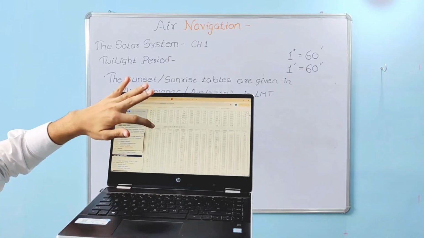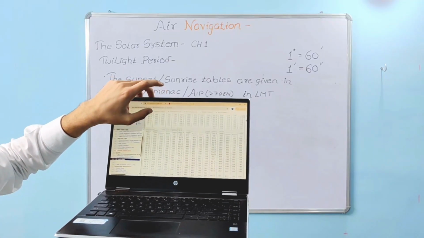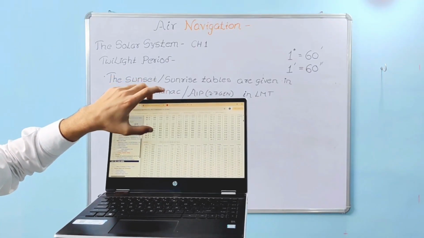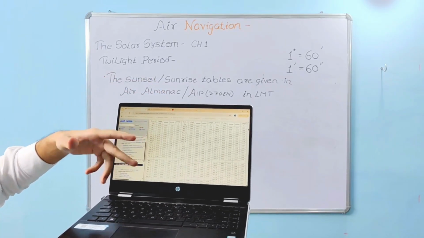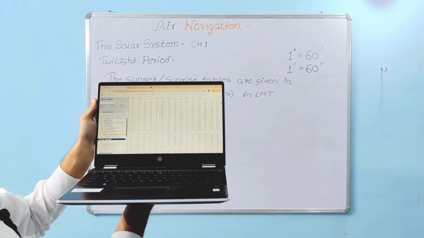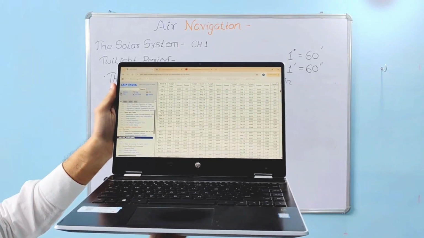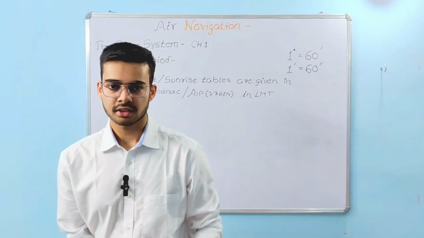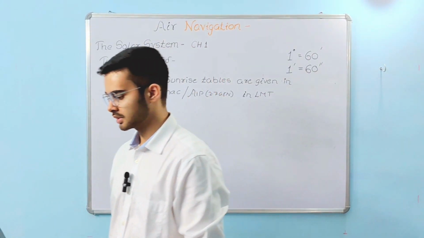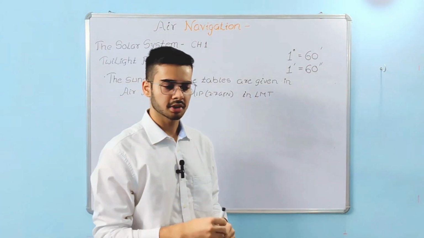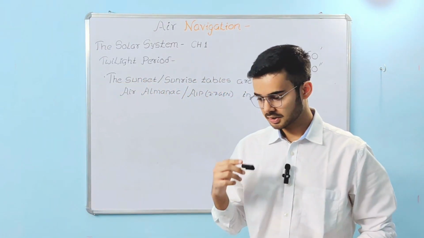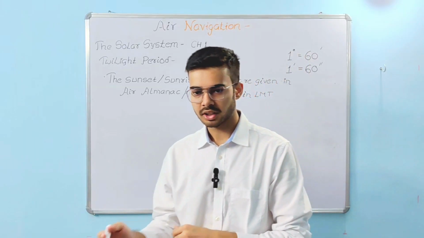Then for the aerodrome, you can find your aerodrome too, like Delhi Aerodrome. So if you scroll down enough, you'll also find the sunrise sunset table for Delhi too. I hope it is visible. So like this in AIP, not only the sunrise sunset tables, but also the twilight period tables are given. And it is in LMT, local mean time.